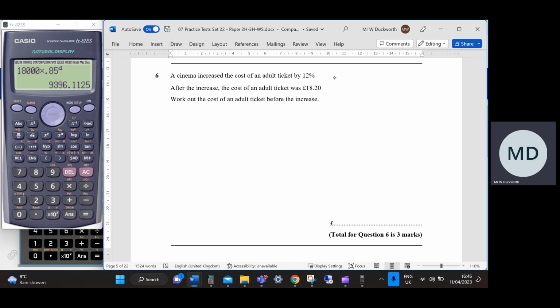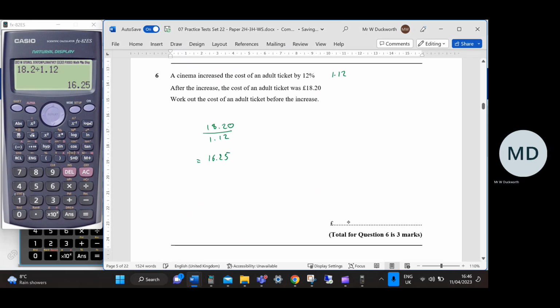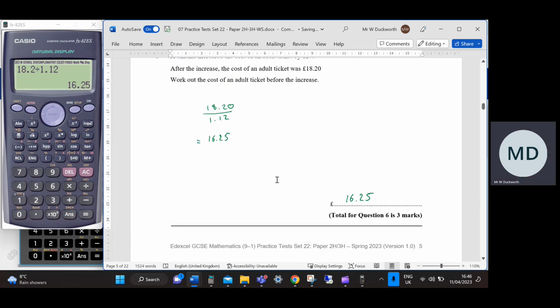So 12% as a decimal multiplier would be 1.12. To work out my initial price, I divide by the multiplier instead of timesing by it. So I'm looking at 18.2 divided by 1.12, and that gives me £16.25. Right, do we have any more on that page? That is it.